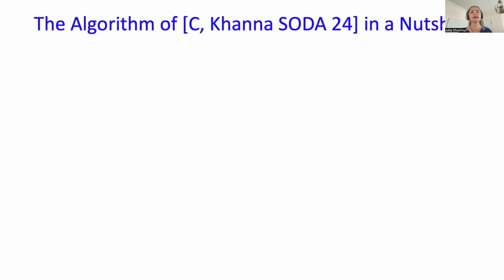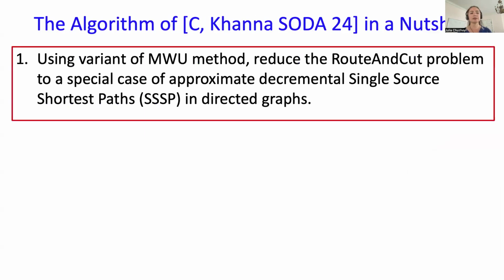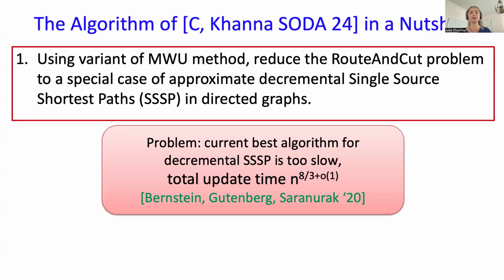So now at a very high level, how does this SODA paper algorithm work? It uses really standard techniques such as multiplicative weight update in order to reduce this route and cut problem to a special case of decremental single-source shortest path in directed graphs. Now, the problem is that when the graph is directed, we don't really have good, fast algorithms for single-source shortest paths. So this is the best previous algorithm, and if we just plug it in, we're not going to get any speed up over Hopcroft-Karp.